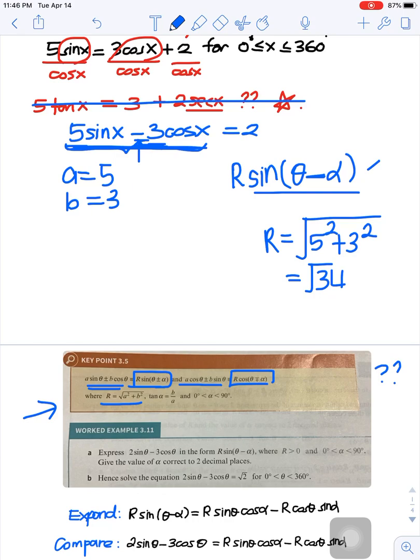And then they say to find the alpha value, I can just do tangent alpha is actually b over a. What is my b value? It is 3.